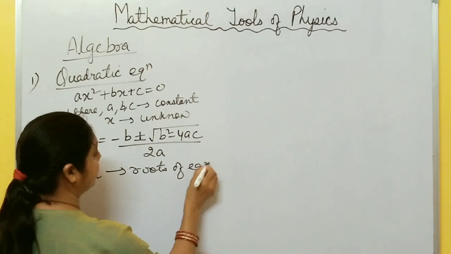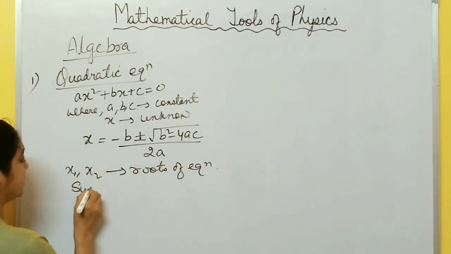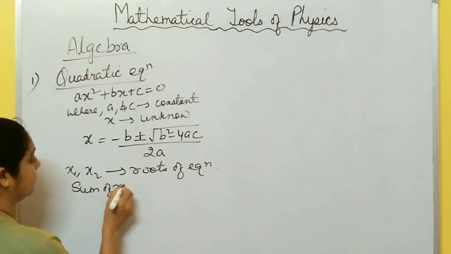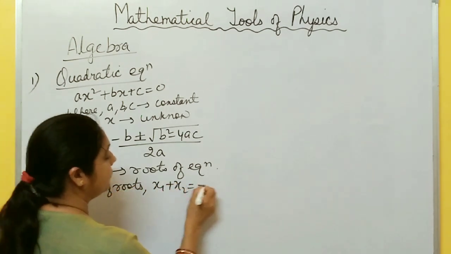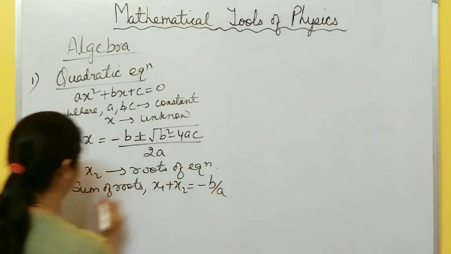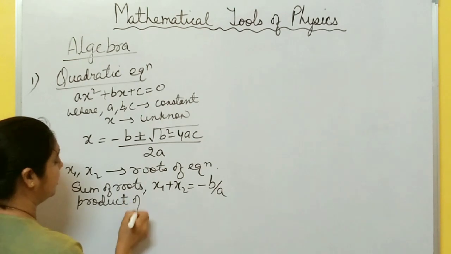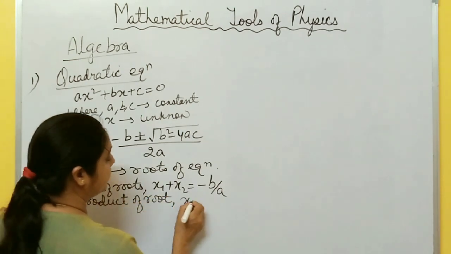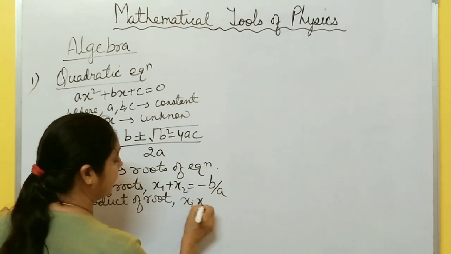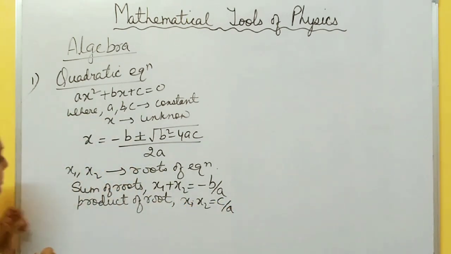And you must also know about the sum of roots. It means x1 plus x2 is always minus b by a, and the product of roots. You've already studied about these things in class 10th. Product of roots x1 into x2 is equal to c by a. So you must remember these formulas also.